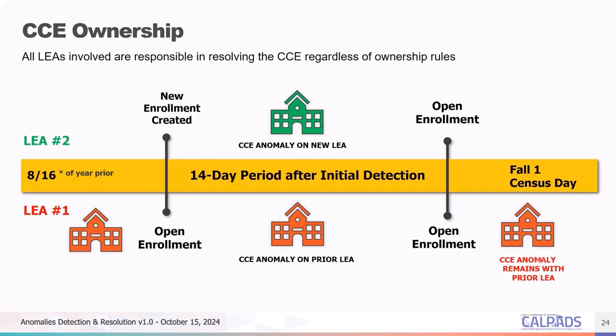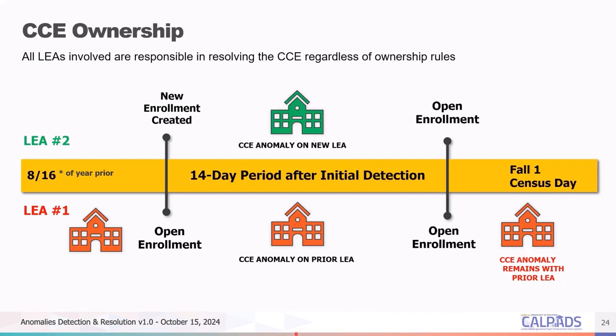So that's essentially what this diagram looks like. You have here LEA1 and LEA2. This is LEA1, this is LEA2. The CCE period uses 8/16 of the prior year. So from 8/16/2022 up to Fall 1 Census Day, any overlapping enrollment during that time will be included on the CCE anomaly calendar, right?